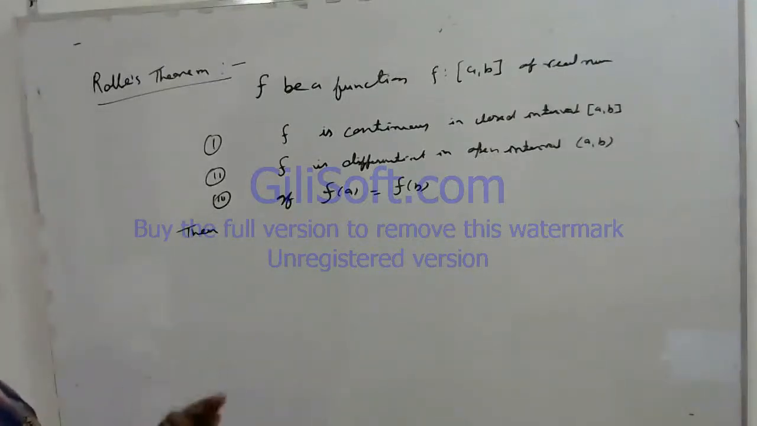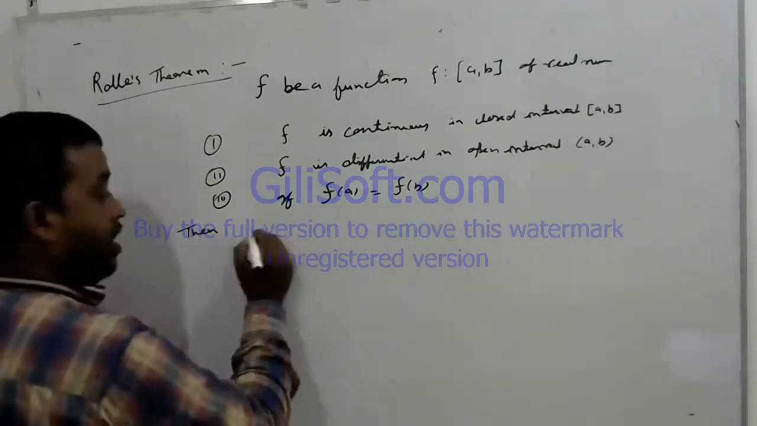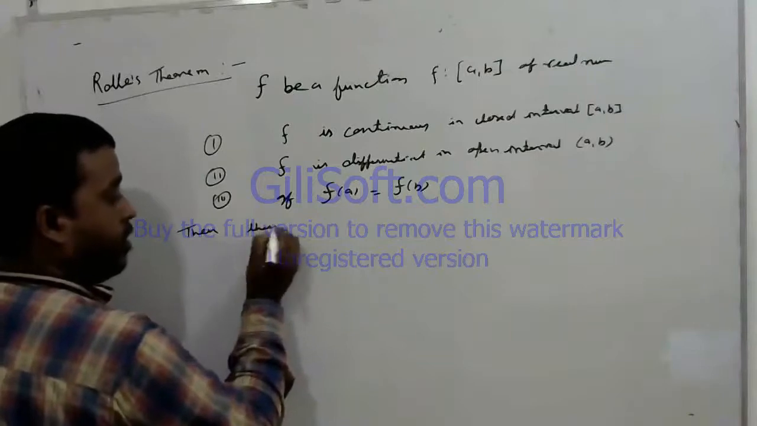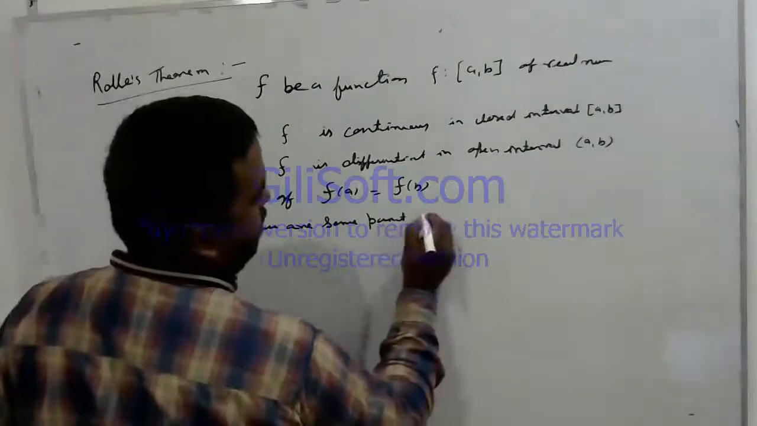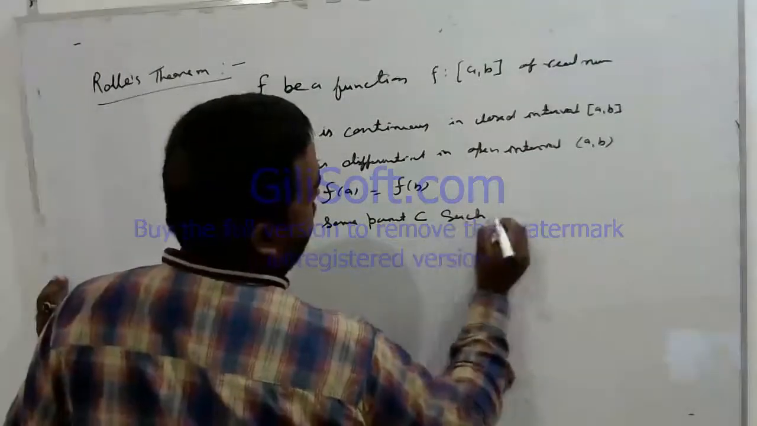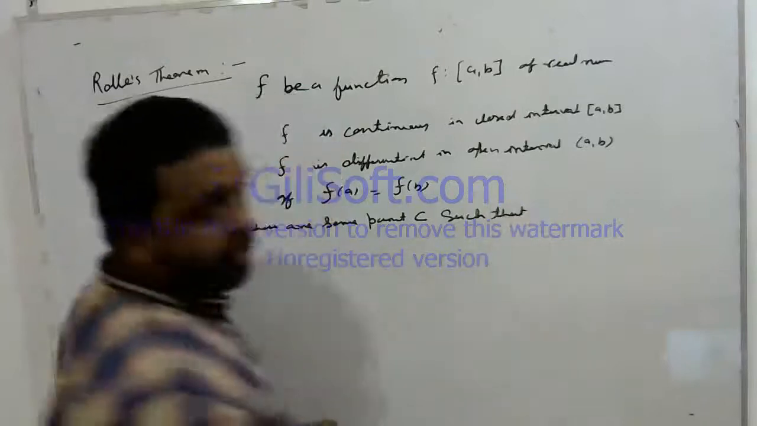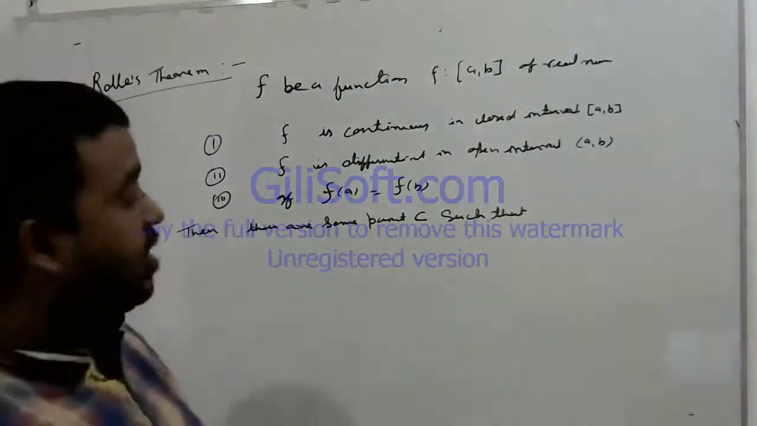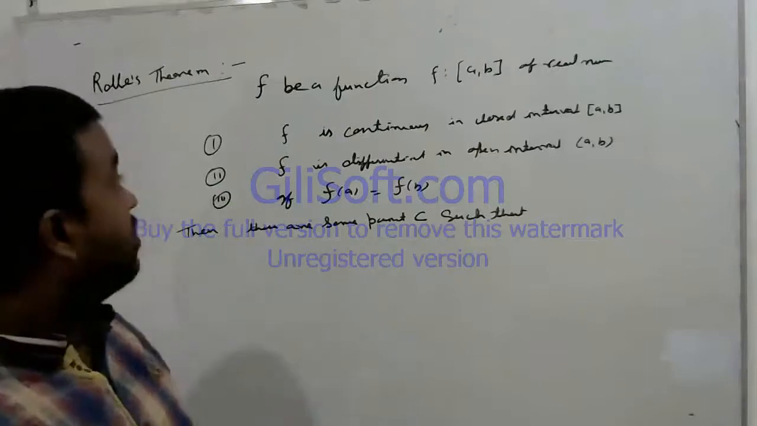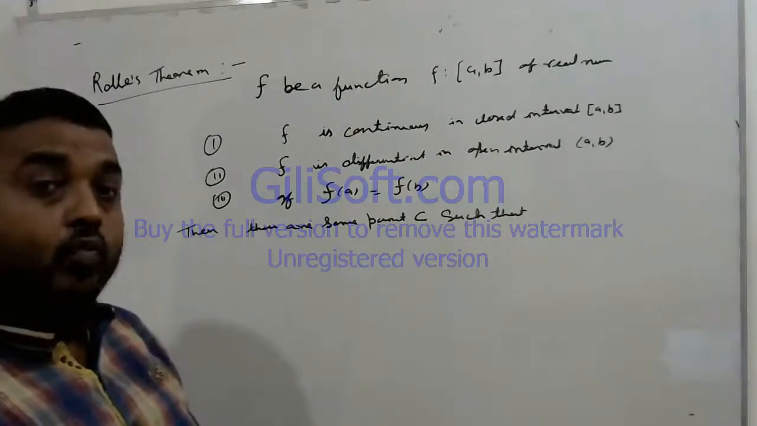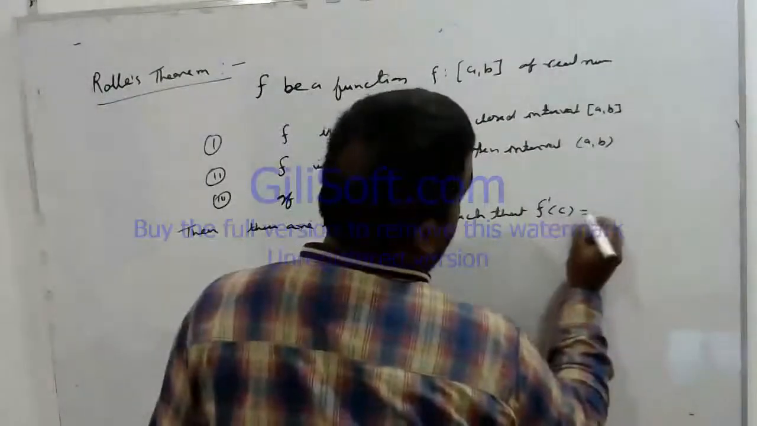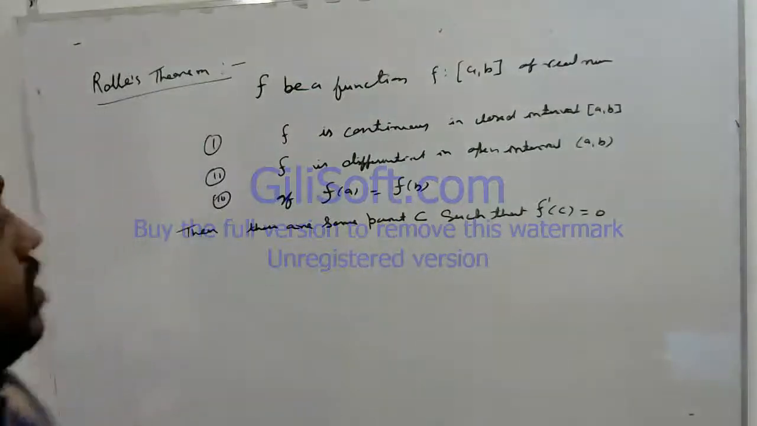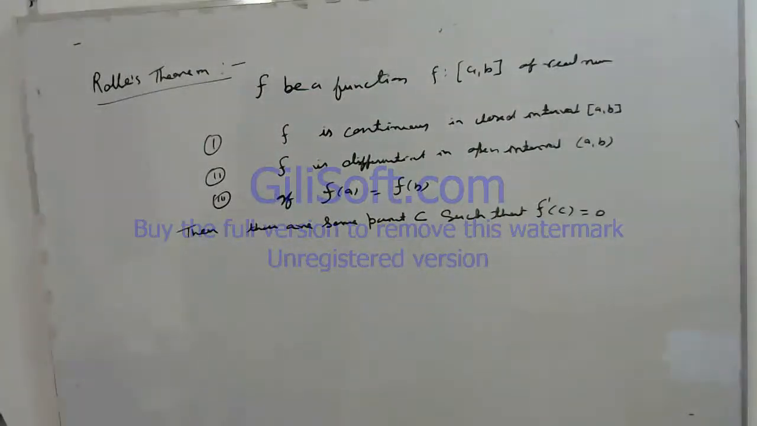Then there is some point c such that, it is not necessary that there are many points, according to this statement there must be at least one point c such that f dash c is equal to 0. And this is Rolle's theorem.